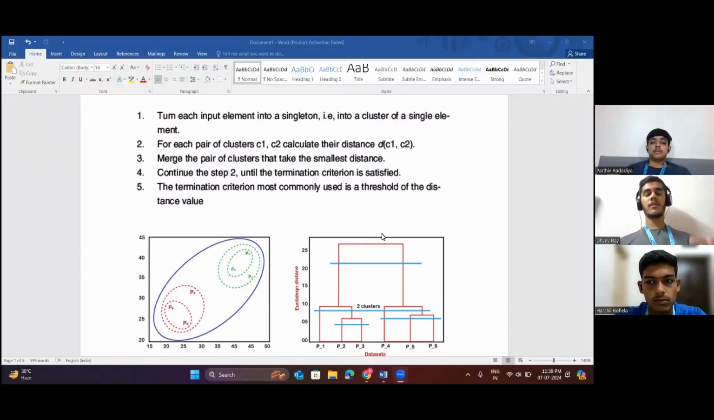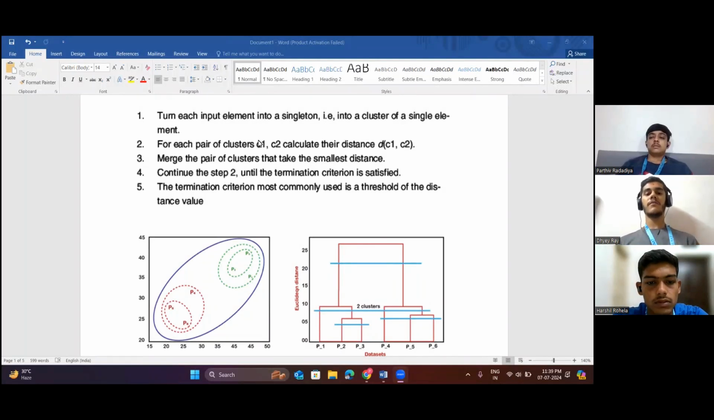First we plot data points into a graph, then we create a matrix using these data points, and we find the distance between all the data points using different distance methods. Then we plot the matrix, and in this matrix we plot the different distances between two data points. Then there are three methods: single link, complete link, and average link.